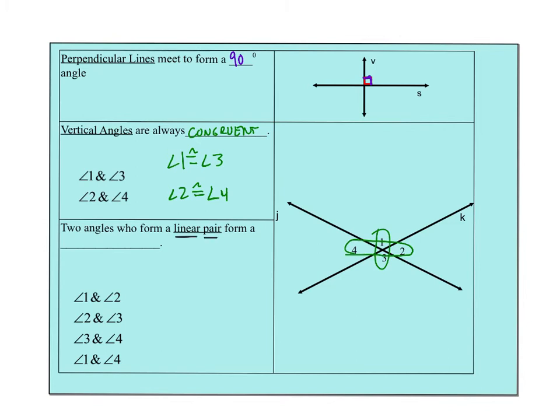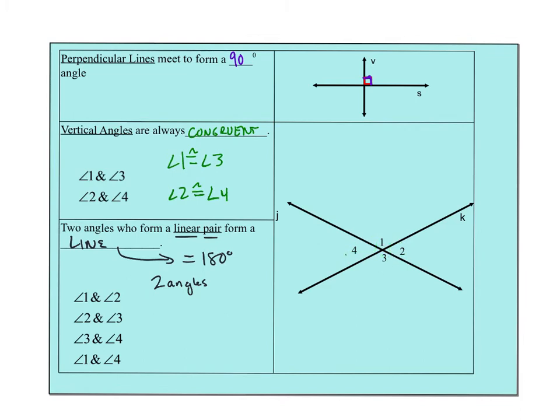Linear pair, it's another kind of throwback to Unit 1, and that means that they're going to add up to 180 degrees. So you have two angles that are going to add up to 180 degrees. Two angles form a linear pair if they form a line, and remember, a line is going to be 180 degrees.